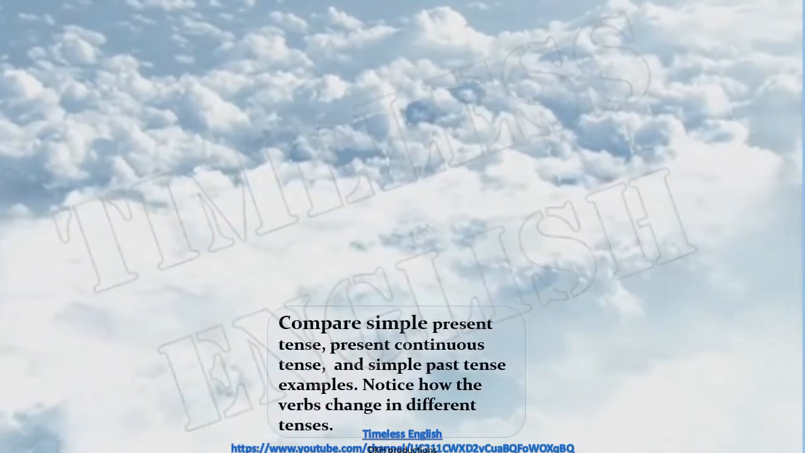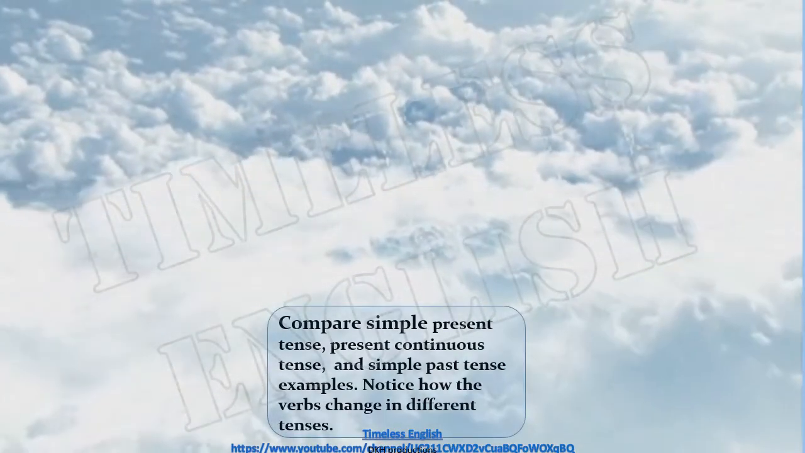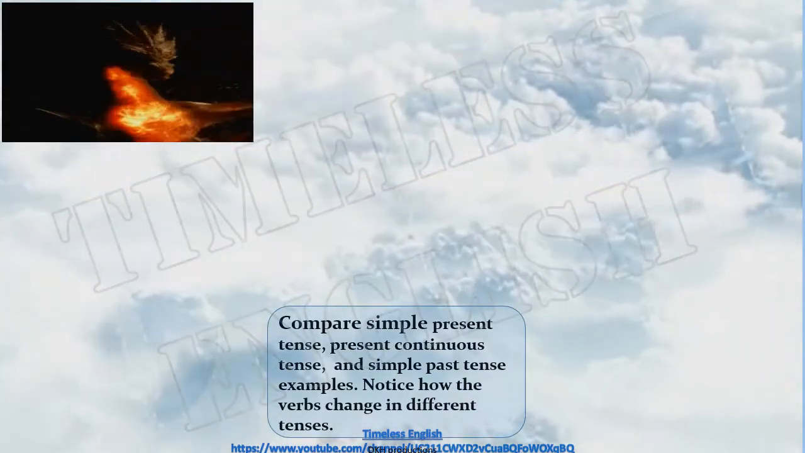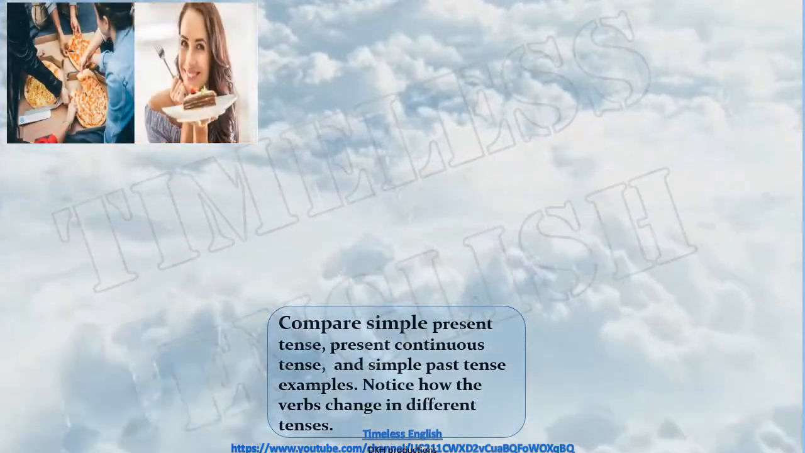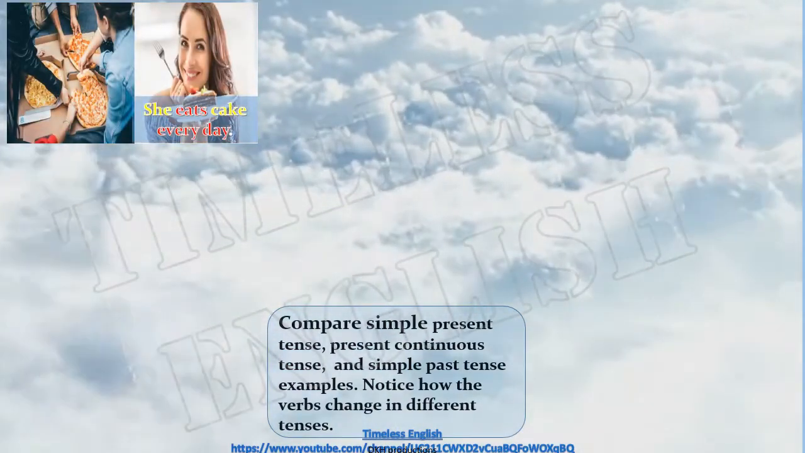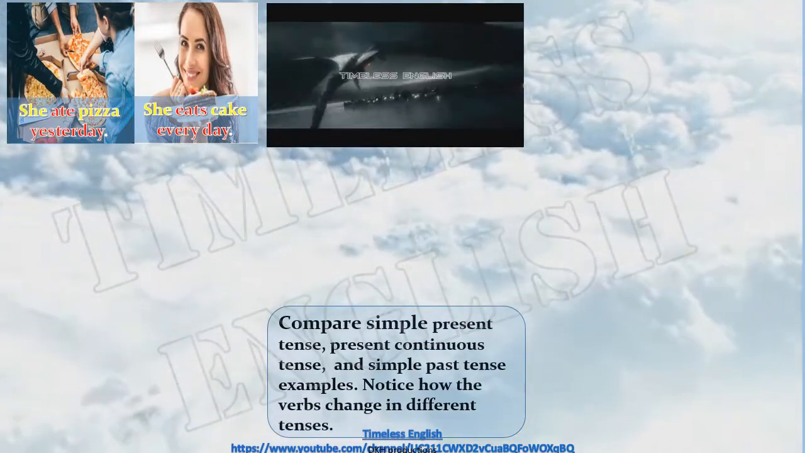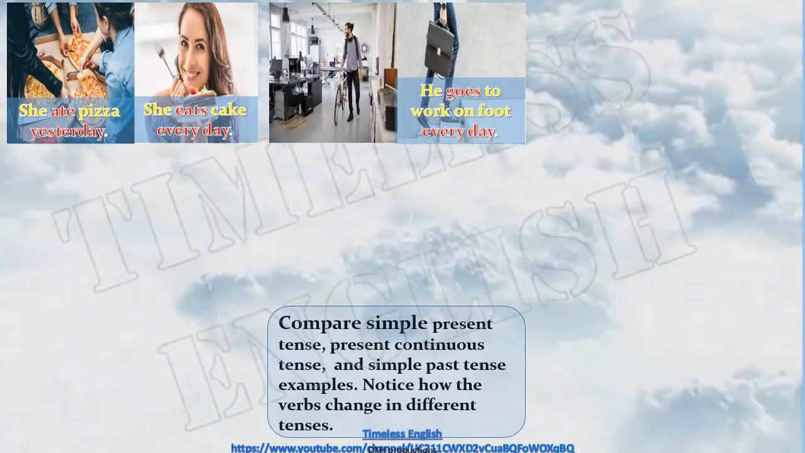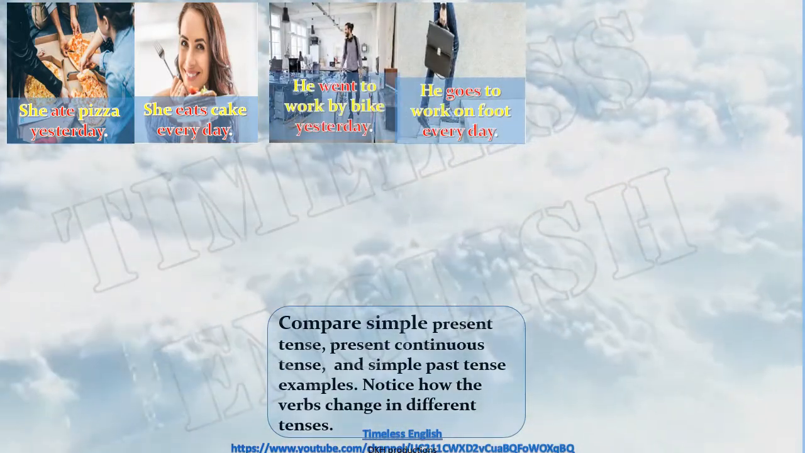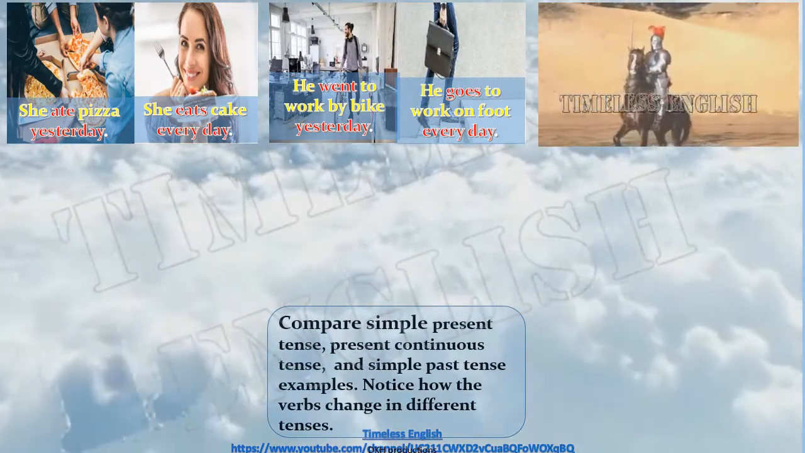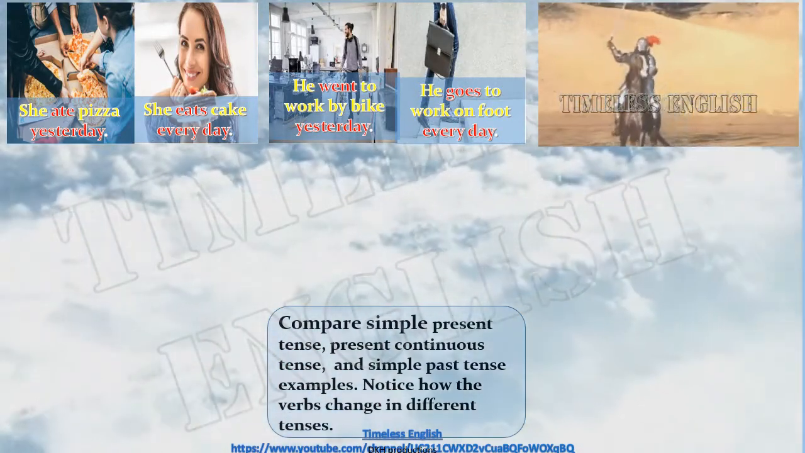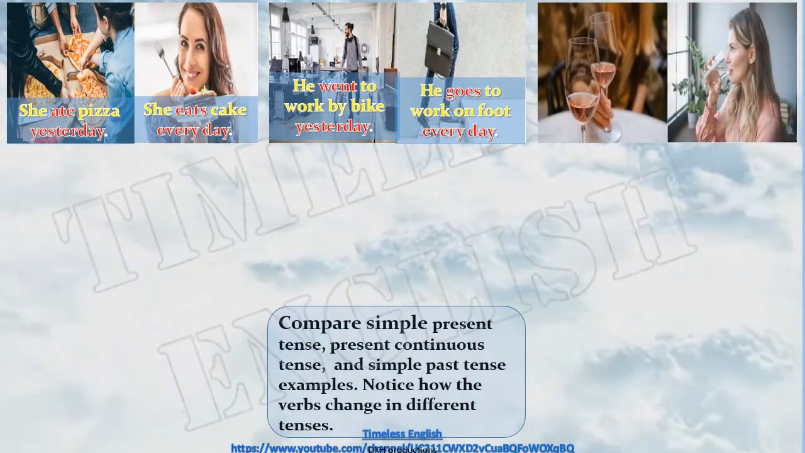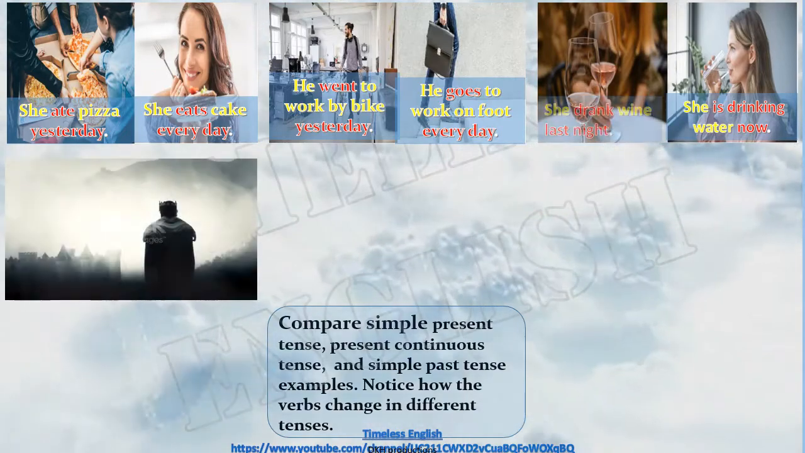Compare simple present tense, present continuous tense, and simple past tense examples. Notice how the verbs change in different tenses. She eats cake every day. She ate pizza yesterday. He goes to work on foot every day. He went to work by bike yesterday. She is drinking water now. She drank wine last night.